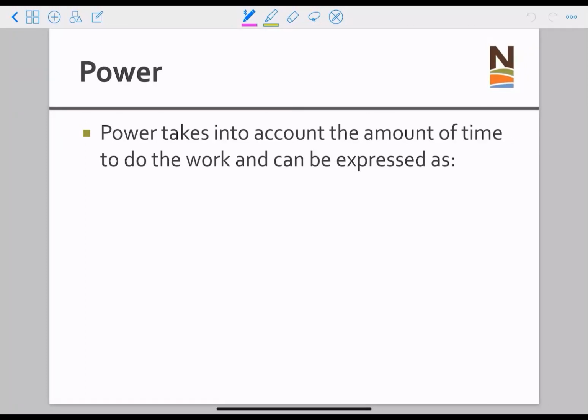So let's go over the last couple slides here for this chapter. A couple more of just simple, again, very simple equations, but we use these types of equations all through your courses at the college in the program. So first, power. Power takes into account the amount of time to do work and can be expressed as follows. So power is equal to, remember it says the amount of time to do work. So work over time.